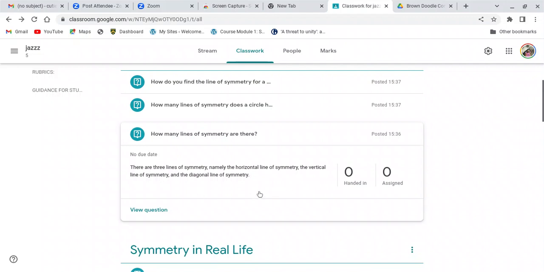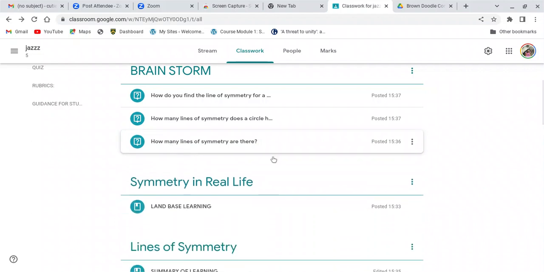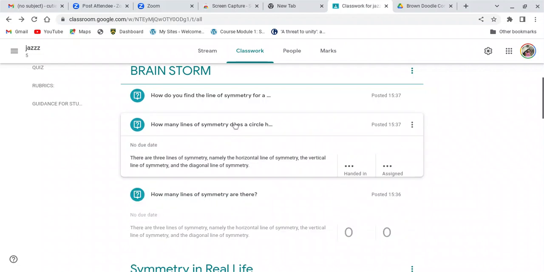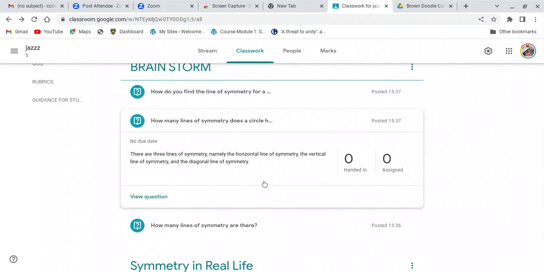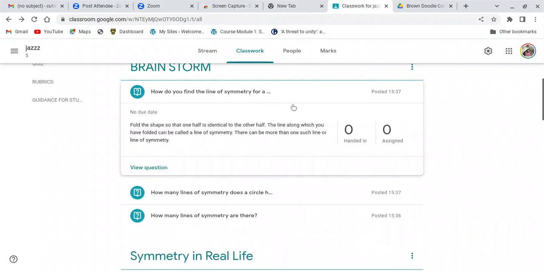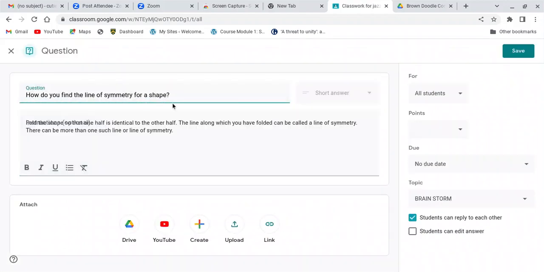Then, how many lines of symmetry are there? These are my three brainstorming questions. I just want to know whether they know this thing or not. I will ask the question first, then I will give the answer also, so that they have some idea whether they are giving the right answer or not. Another question is, how many lines of symmetry does a circle have? Then, how do you find the line of symmetry for a shape?